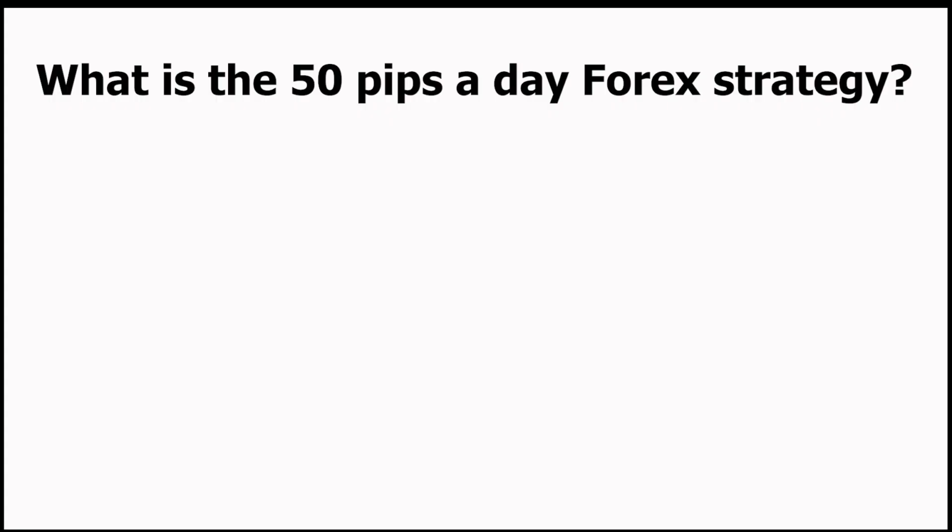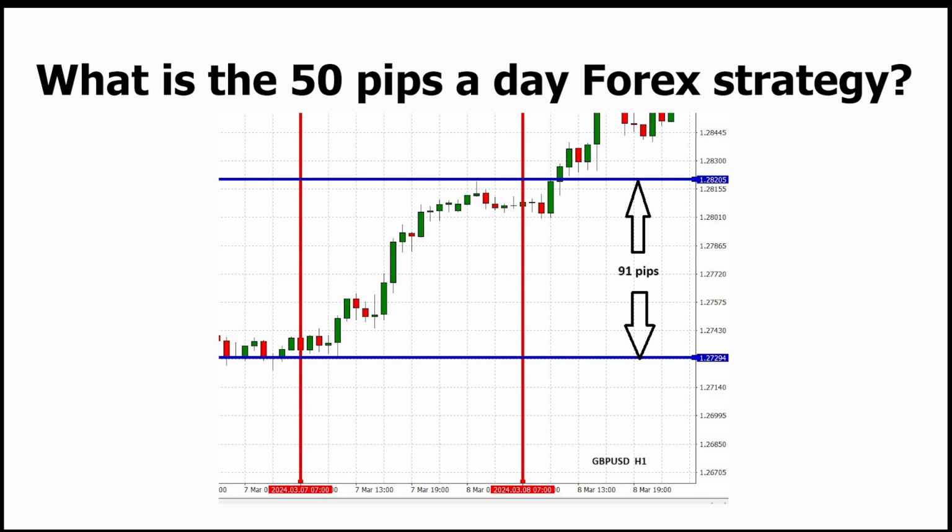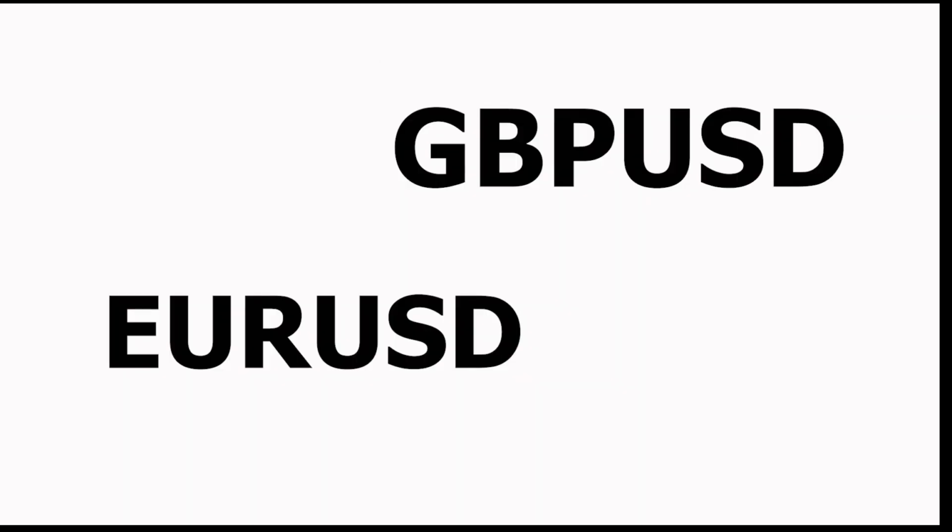The 50 pips a day Forex strategy is originally a day trading strategy that is designed to work in 1-hour timeframes and aims to profit from approximately half of a currency pair's intraday volatility. However, this strategy works with a limited number of currency pairs only. The best currency pairs for this strategy are the big ones, such as pound sterling to US dollar and euro to US dollar.